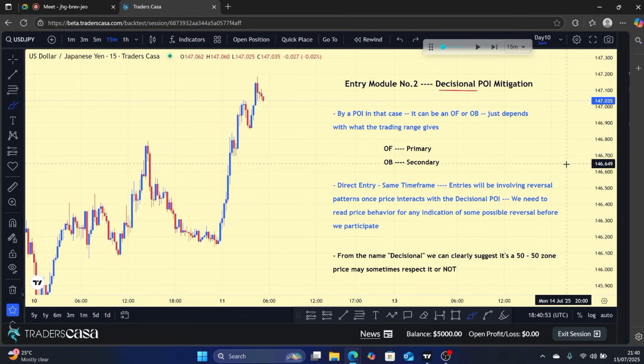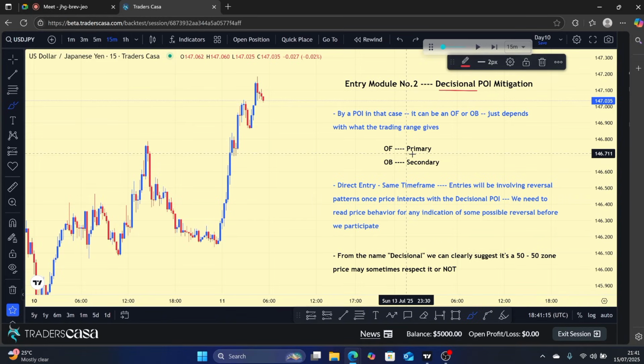By now, I want to believe that you all know that when we are marking the POIs, we start with the primary option, which is the order flows. And until all the order flows are mitigated on that trading range, we cannot go onto the order blocks. Or until all order flows have failed, we cannot go onto the order blocks. Because of this, the order flow is primary and the order block is secondary. Very, very important. All right, so of course this will be a direct entry.